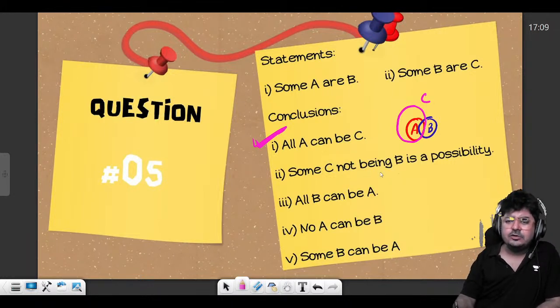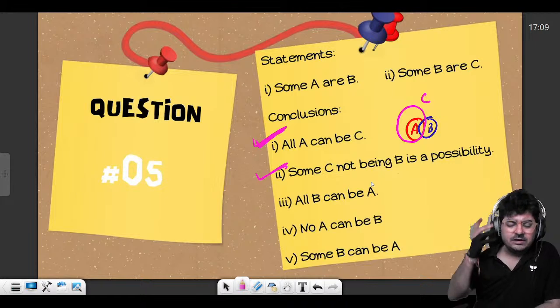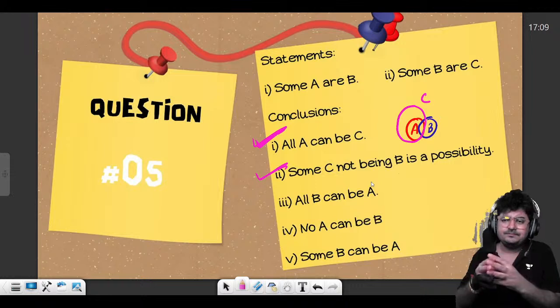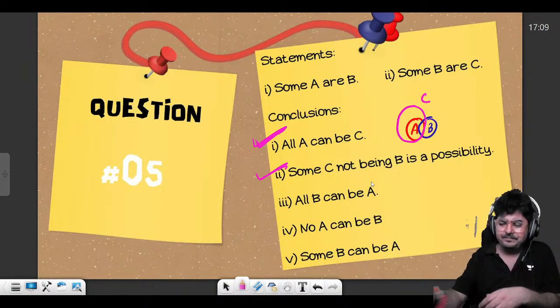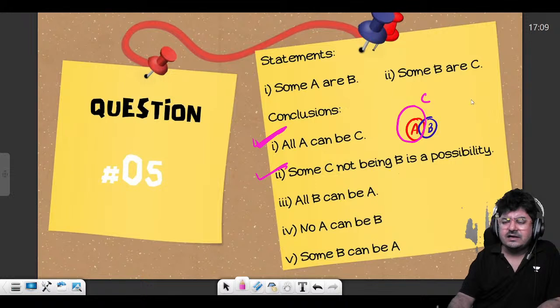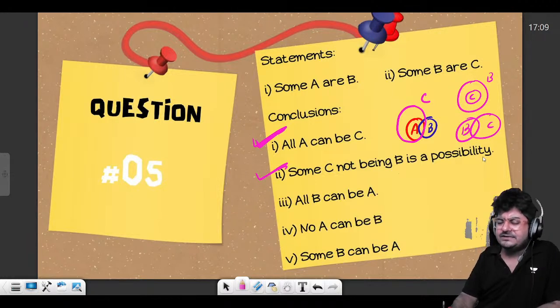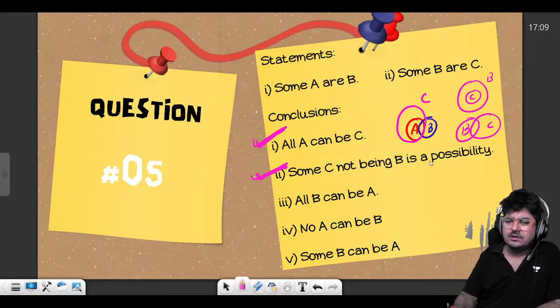Second, some C not being B is a possibility. Correct? We have seen that in the last scenario already. Some C is not B is a possibility. That's true. If B and C, obviously you cannot coincide them. Some B are C. What does this mean? See, this is B and C is drawn inside it. So here all C will be B. But some C not being B is also possible. If you draw like this, so 2 is also correct. Because all C is B is possible only in this scenario.